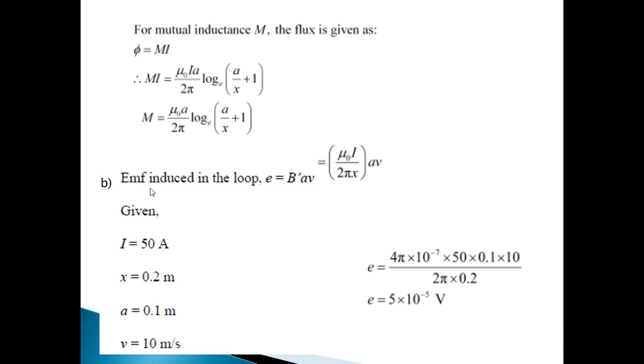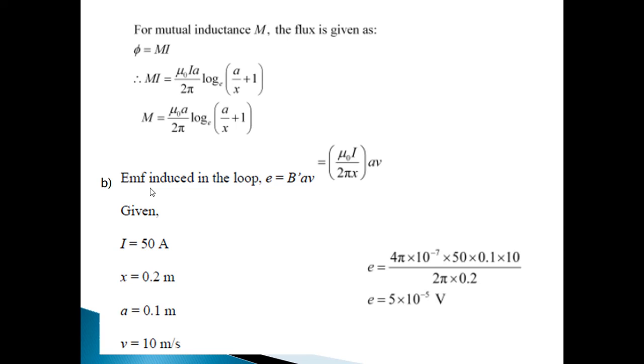So we leave the expression for mutual inductance like that. That is the answer for mutual inductance between the straight wire and the square loop. The second part is: what is the EMF induced in the square loop, because the loop is moving?